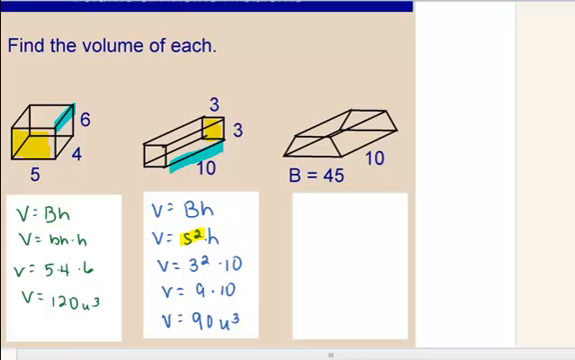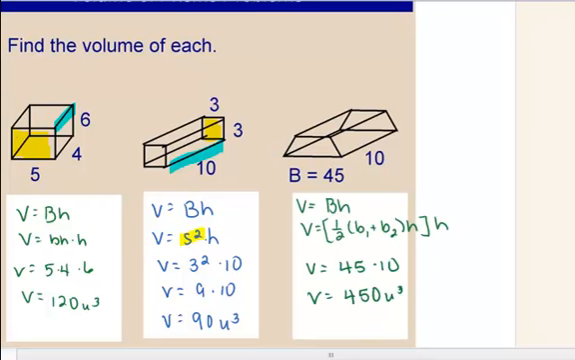Notice they give you the base area. In this example, they already give us the base area for the trapezoid. So although we have the formula here for a trapezoid, we don't have to use it. We can just replace capital B with 45. The height is 10, so we multiply 45 times 10 to get 450 units cubed.